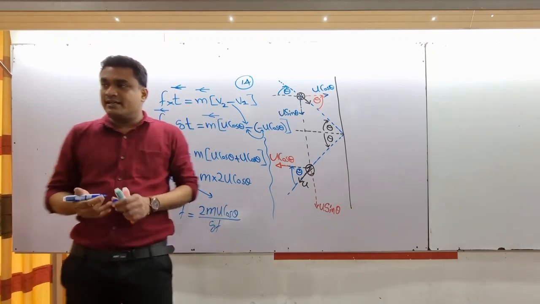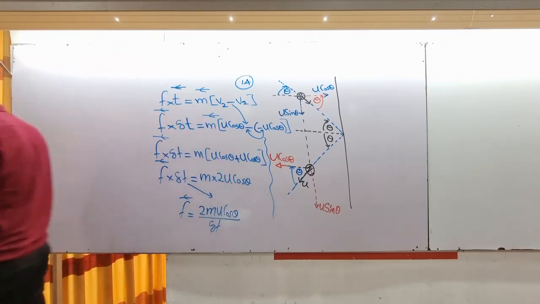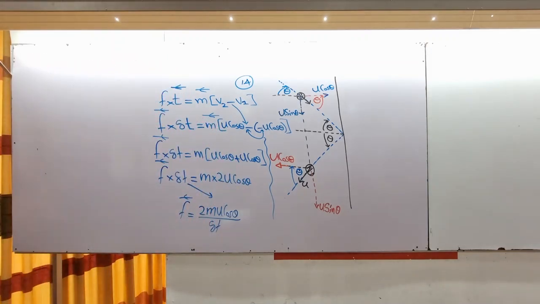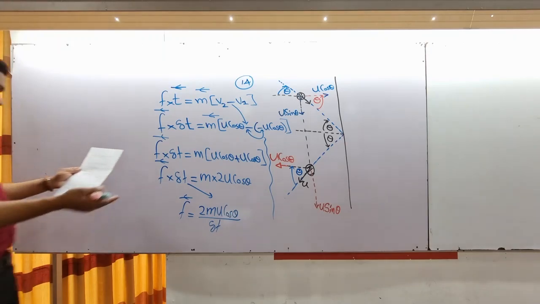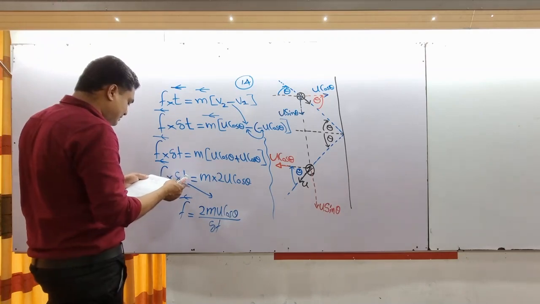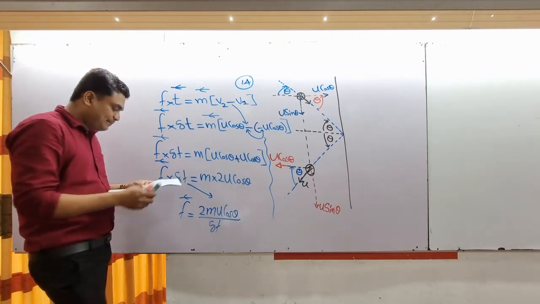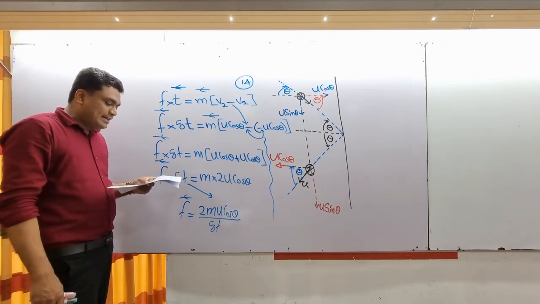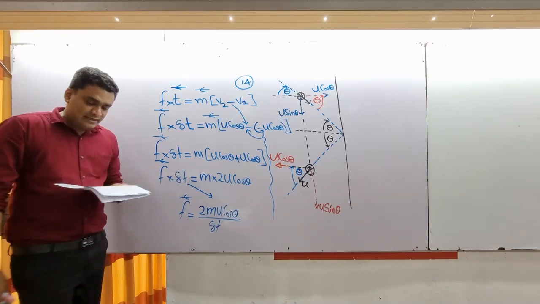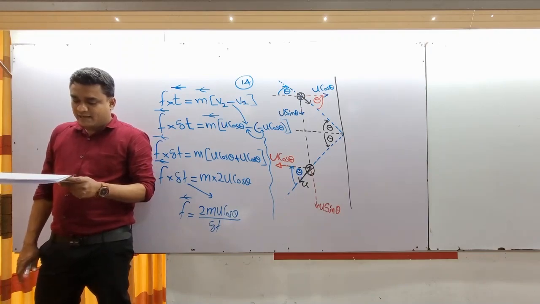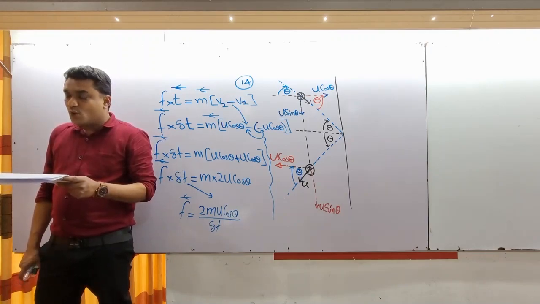So which answer is correct here? Among the 5 choices, which choice is correct? 2 m u cos theta over delta t, and check the direction. Direction should be to the left hand side. They ask, if the motion takes place on a vertical plane and the collision lasts delta t time, the horizontal average force on the ball.